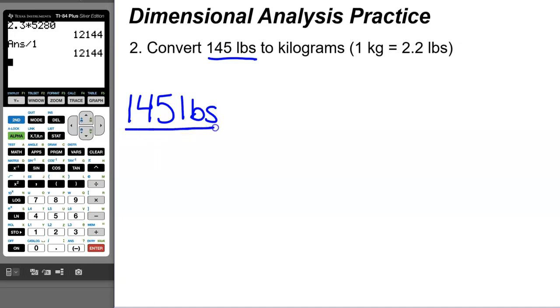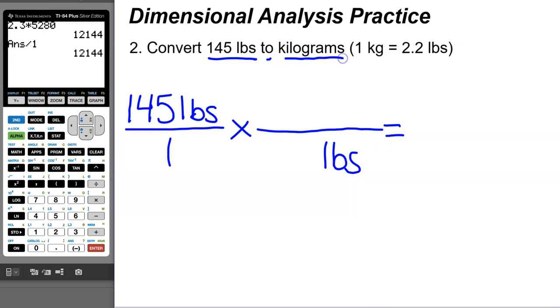I'm going to put that over 1 to remind myself that that's up in the numerator, and then I'll multiply by some conversion factor. The next thing I want to do is set up the units in my conversion factor. The thing that I want to cancel, which is pounds, I'm going to put on the bottom, pounds, LBS. And then the unit that I'm trying to get to goes on top. Looking back at the problem, it says convert 145 pounds to kilograms. So kilograms is going to go on top, and I'm going to abbreviate it kg instead of writing out the whole word.